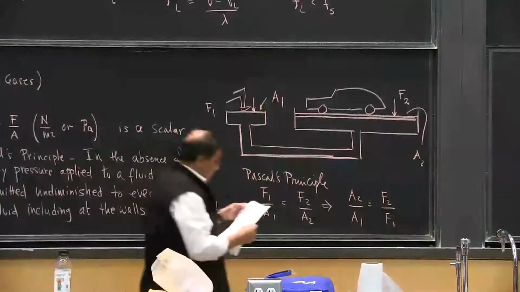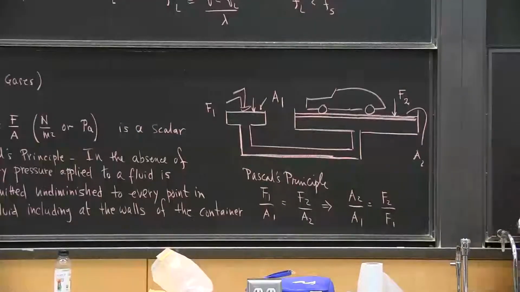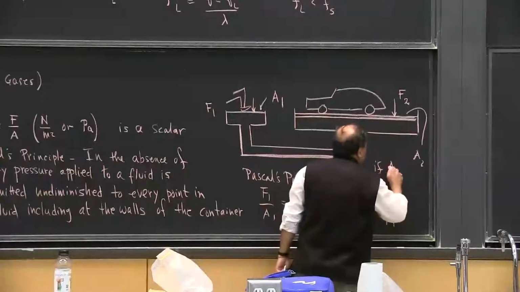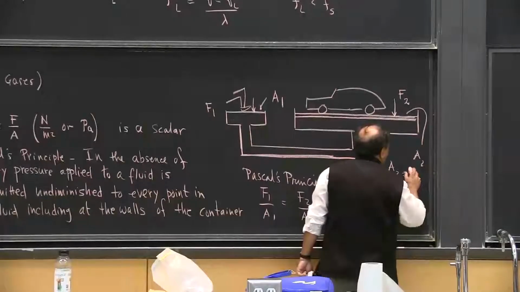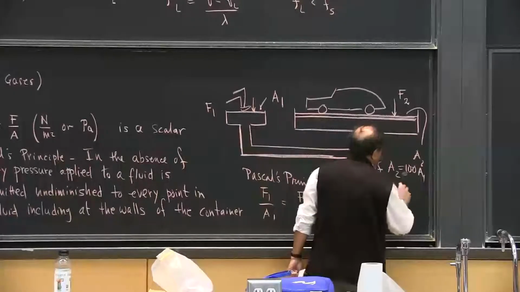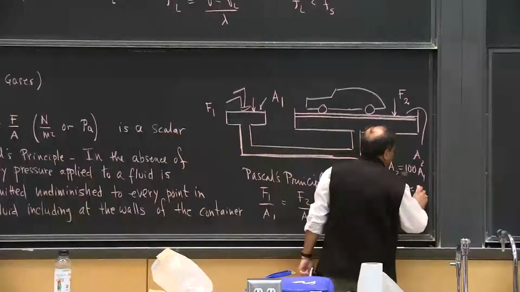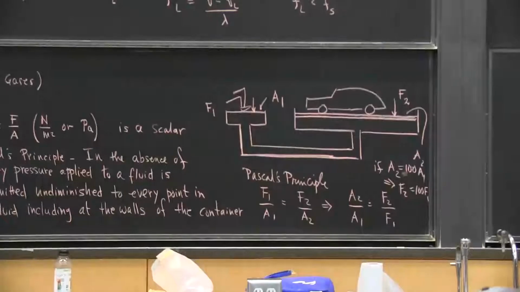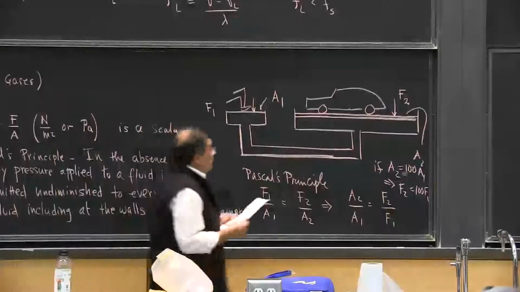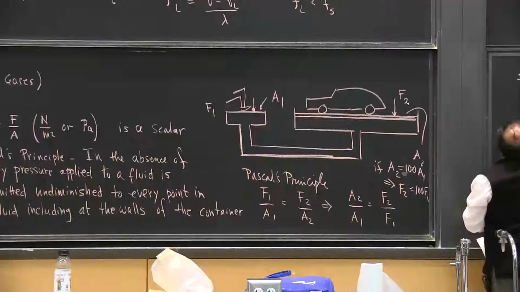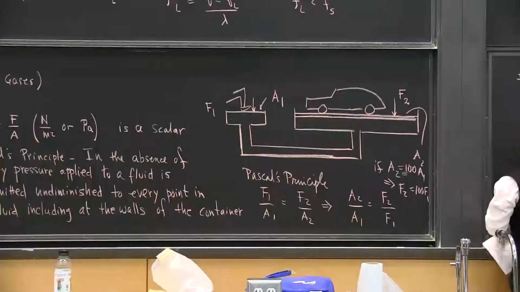So the point therefore would be that you can easily generate 100 times more force. So if A2 is, let's say, 100 A1, then that would imply that F2 is also 100 F1. So F2 is going to be 100 times larger as well. So if F2 is 100 times larger, then there is no problem. Then you are generating certainly enough force to lift the car. But the fluid volume, the fluids are mostly incompressible.